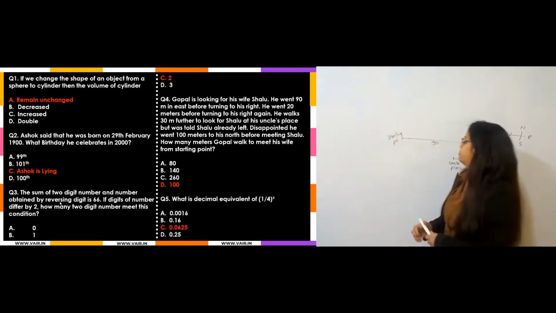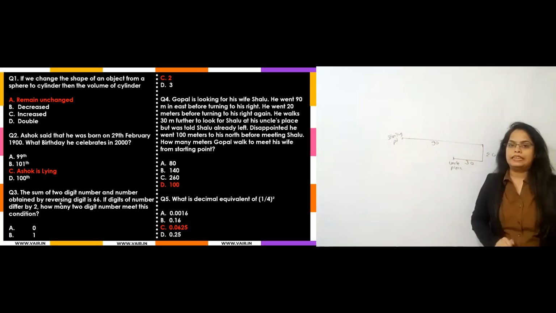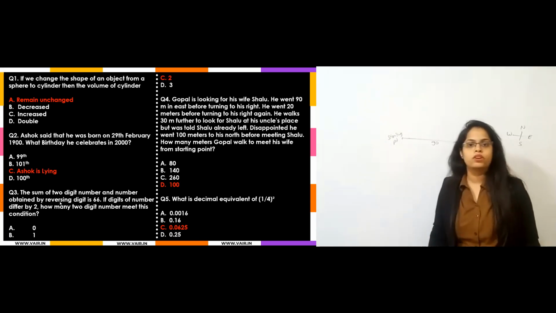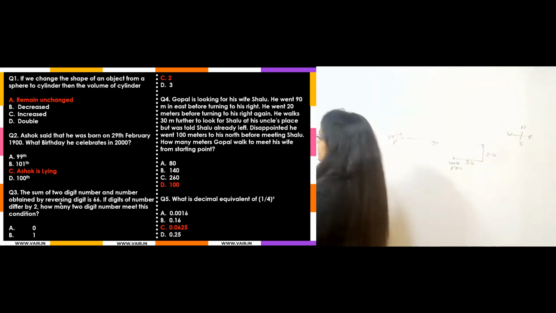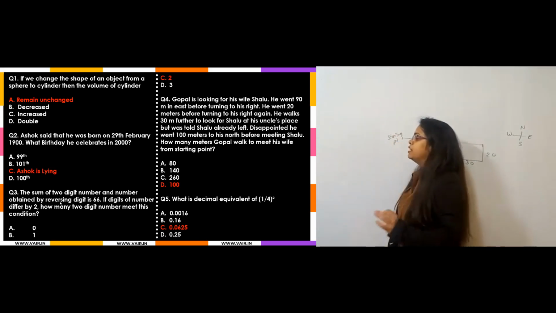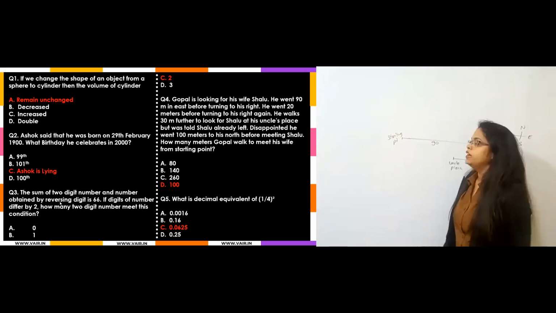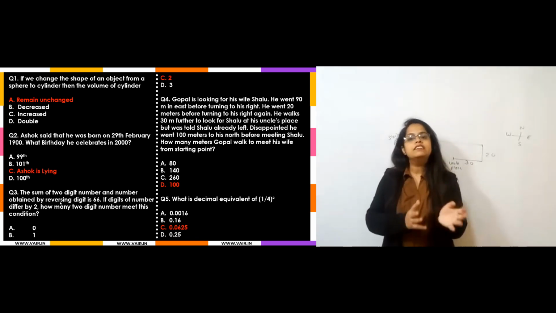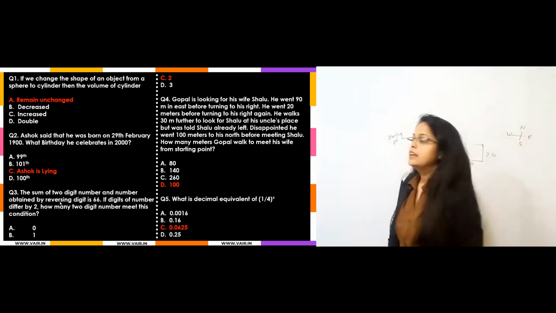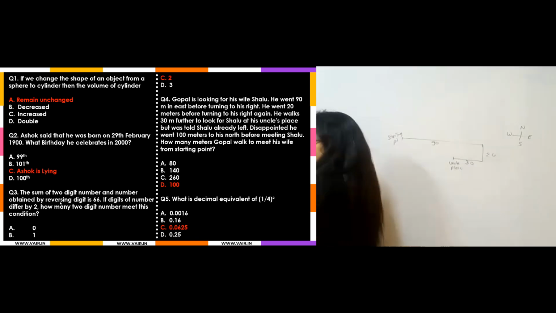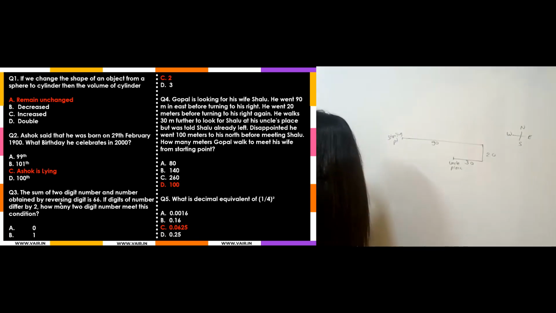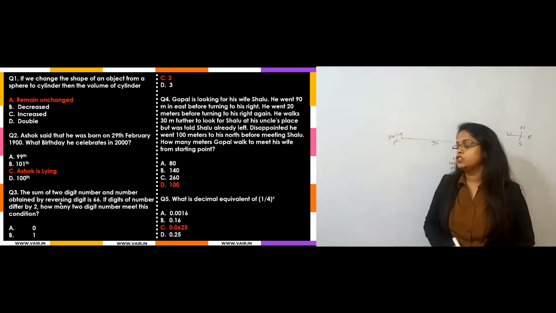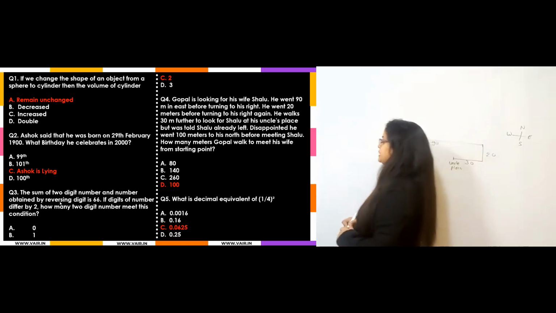Then he turned to the right and at his uncle's place, which is 30 meters from this, he is looking for his wife. And then he walks 30 meters to the uncle's place, but was told Shalu had already left. That means Shalu was not there. She had already left that place. Then what did he do? Disappointed, he went 100 meters north before meeting Shalu.